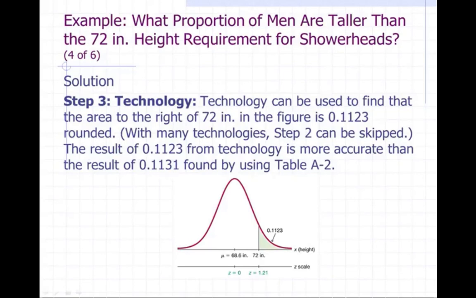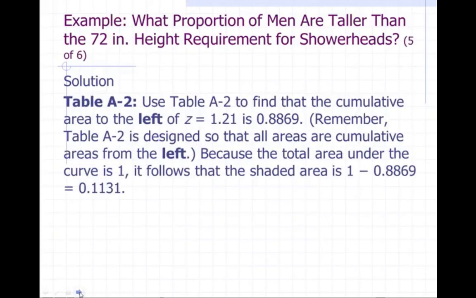Did we find the same thing with technology? I found 0.1131. Okay, now you can see how that's going to work. But now let's interpret what we found. So again, when we use the table, we found that 0.8869 is the area to the left, so we had to subtract that from 1 to get our 0.1131.